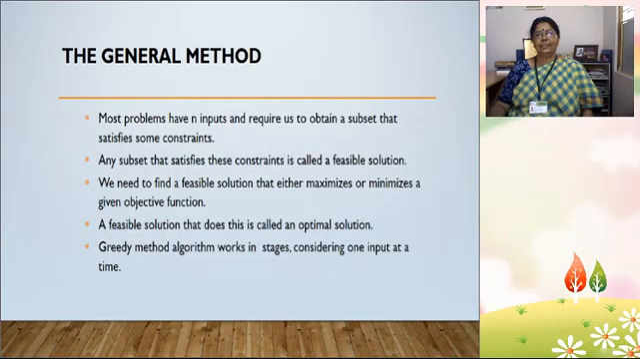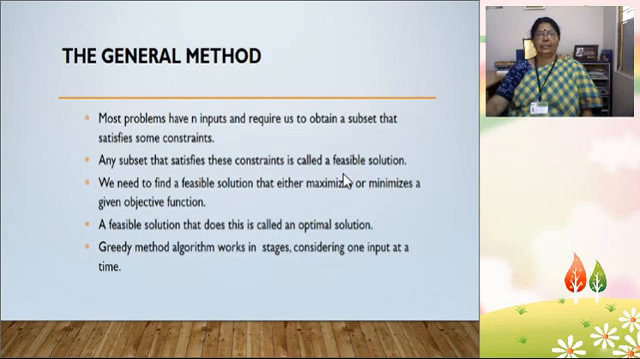The greedy method is well suited for obtaining a feasible solution that maximizes the given function. When you look at the key concepts which we use for applying greedy strategy, first of all, we should know what is a feasible solution and what is an optimal solution.